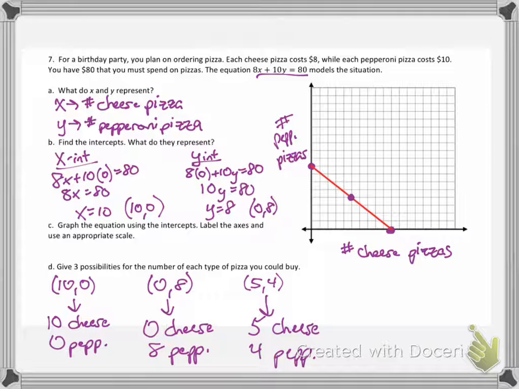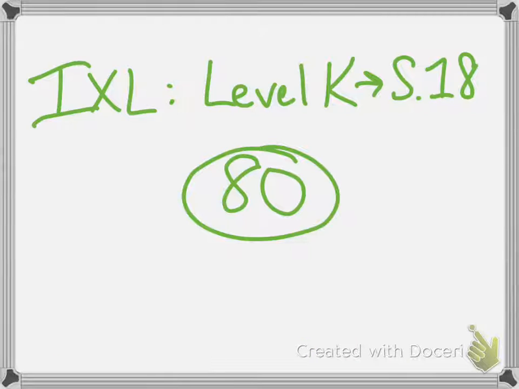So that's how you find intercepts, how you can use them to graph, and how we can apply them a little bit into word problems, reviewing all of those different skills with the X and the Y intercepts. So your assignment, your grade for this is in IXL.